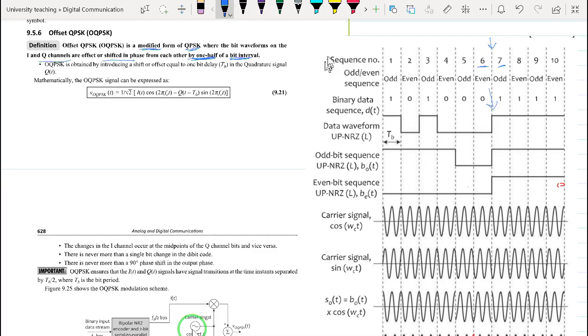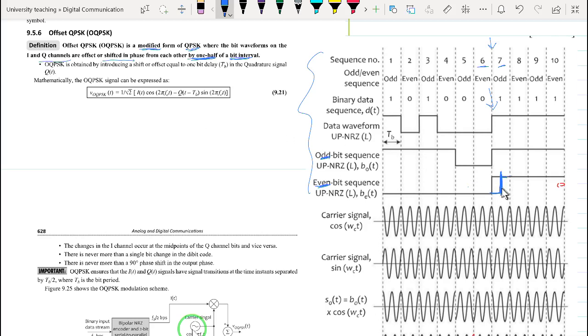This is just the diagram that we worked with earlier for the QPSK, but I have brought it here so that I can demonstrate where we adjust the transitions. So as you can see, we have the odd bit sequence and we have the even bit sequence. So in the QPSK, the transitions can happen at the same time. But with the OQPSK, you delay the quadrature channel.